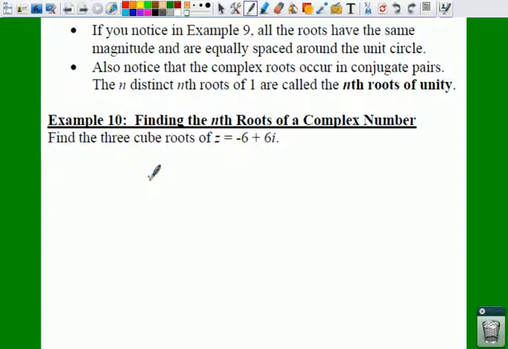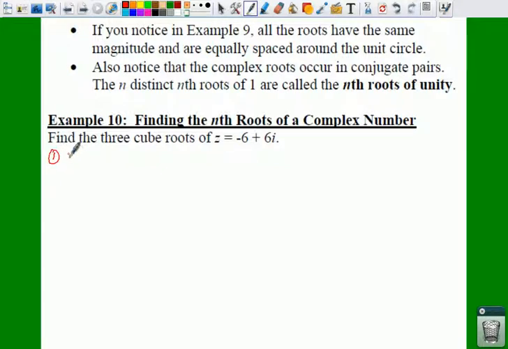So you may end up getting, like a 2 plus a 3i, or a 6 minus a 7i, or something like that. So those are pairs of solution, or conjugate pairs for your roots. So these are called nth roots of unity when you have n distinct nth roots. So we're going to look for finding the 3 cube roots of z equals -6 plus 6i. So we're going to solve this basically the same way we just did the last problem.